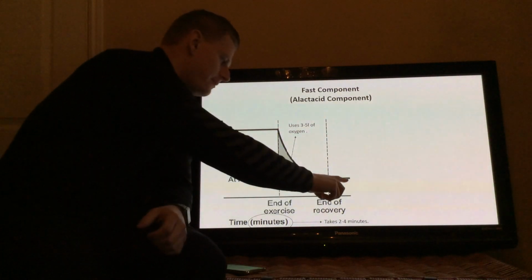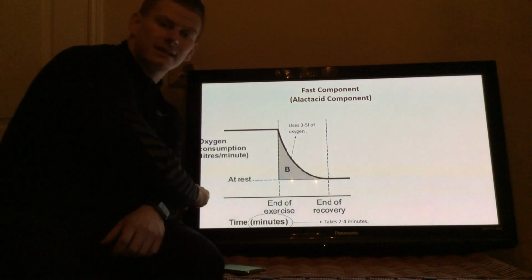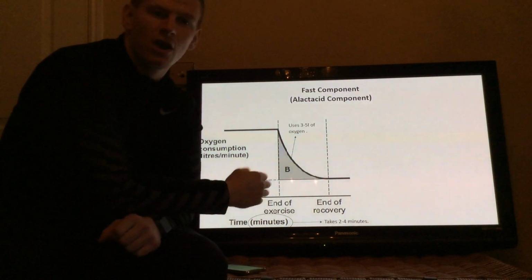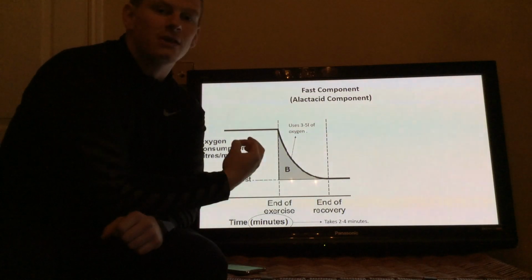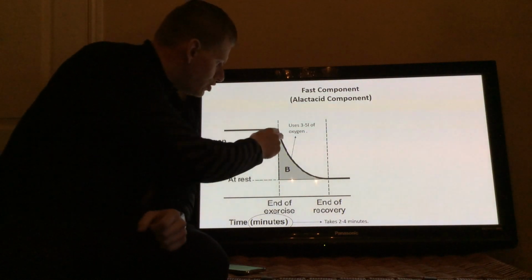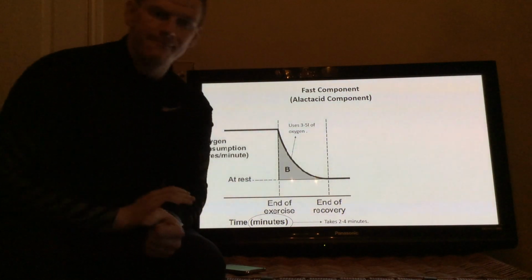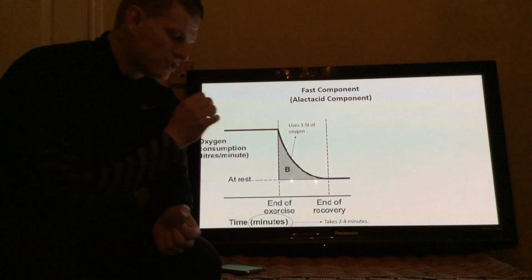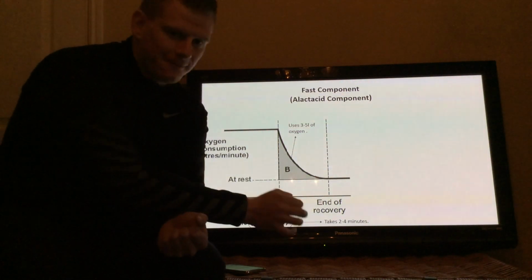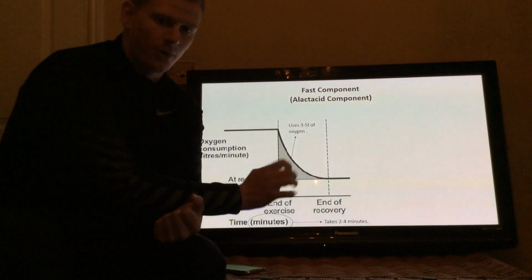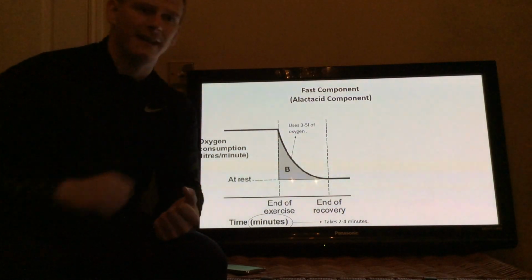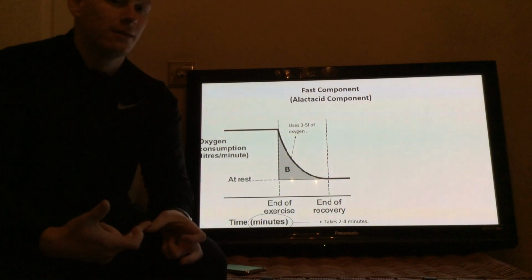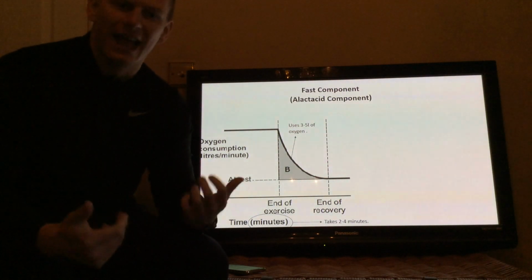Now I said here, at the start, prior to exercise, my minute ventilation and my oxygen consumption was 20 litres a minute. So during this period of time, my oxygen consumption is going to be between 23 and 25 litres per minute. Okay, so it remains elevated. So I have an excess amount of oxygen there, right? 3 to 5 litres extra.